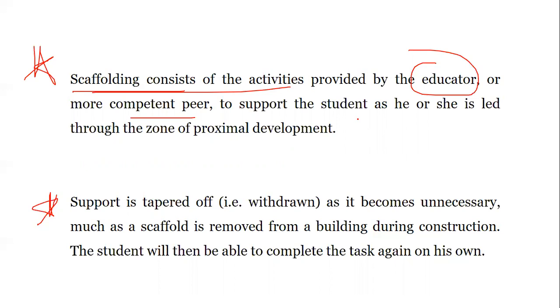And support is tapered off. It means it is removed when it becomes unnecessary. So scaffolding is removed from a building construction when things are properly taken care of. So the student will be able to complete the tasks on his own when it is understood and the scaffolding is taken out.